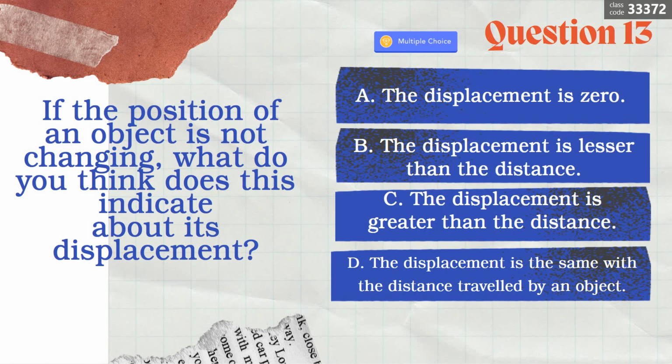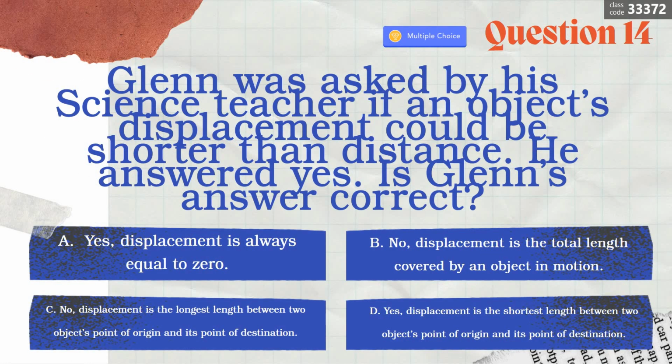Very good. It's letter A. The displacement is 0. 14. Glenn was asked by his science teacher if an object's displacement could be shorter than distance. He answered yes. Is Glenn's answer correct? A. Yes. Displacement is always equal to 0. B. No. Displacement is the total length covered by an object in motion. C. No. Displacement is the longest length between two objects' point of origin and its point of destination. Or D. Yes. Displacement is the shortest length between two objects' point of origin and its point of destination.